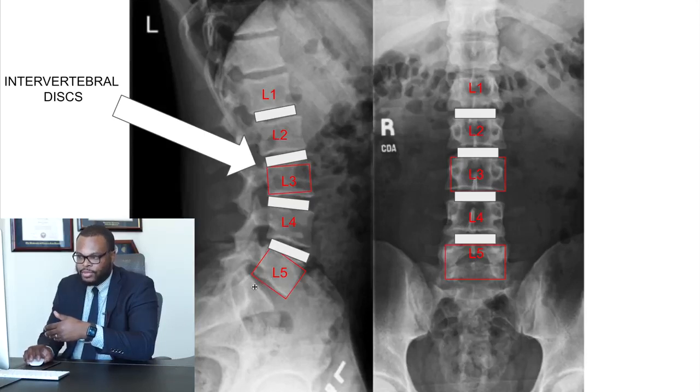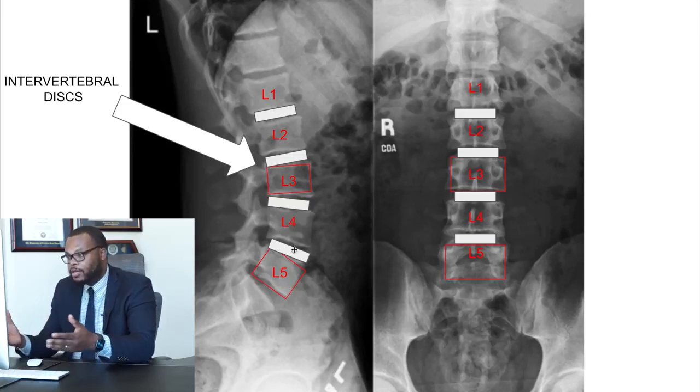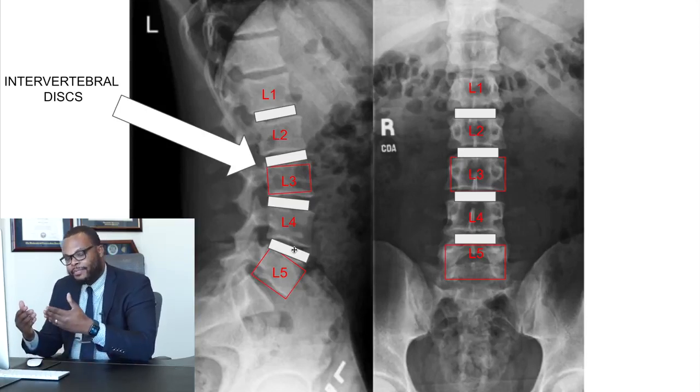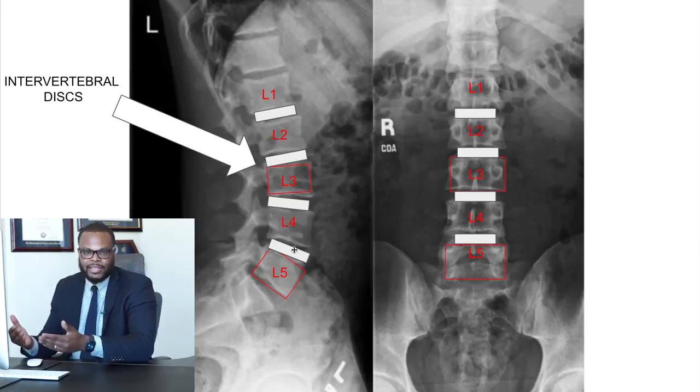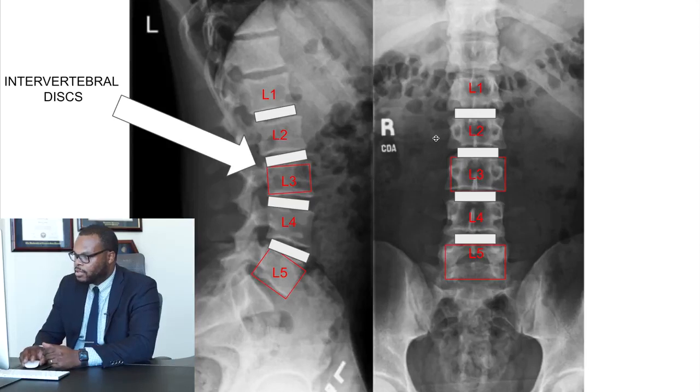And sometimes, usually at the inferior portion of the spine, this disc will desiccate quicker than other areas, which means it dries out, it becomes degenerated, it becomes worn out, and a painful and degenerated disc can be a cause of low back pain. So you can see the discs here are nice and symmetric at each of these levels.